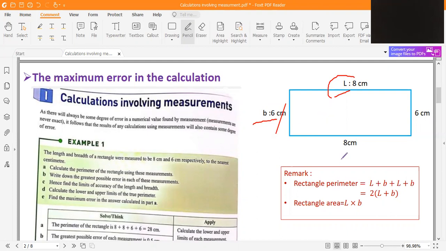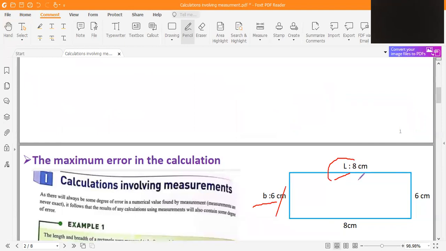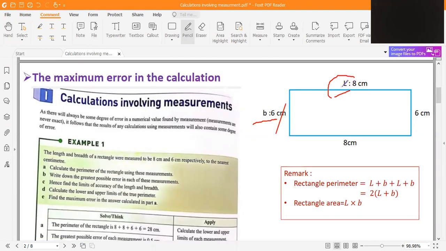We know that a perimeter is the summation, or adding all the boundary sides. So length plus breadth plus length plus breadth. Normally we can memorize that the rectangle perimeter equals length plus breadth plus length plus breadth, or equals 2, the double of the sum of the length and the breadth.